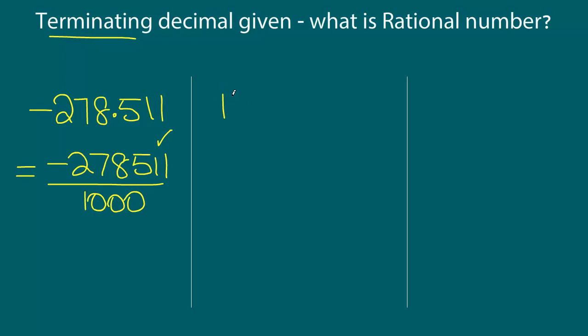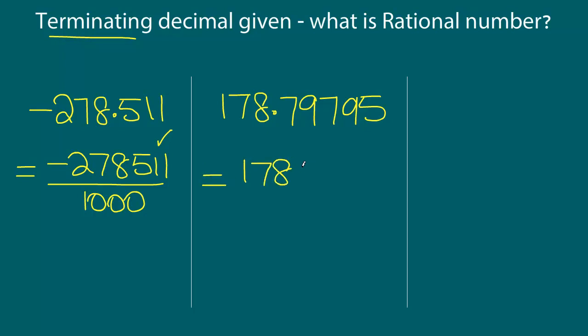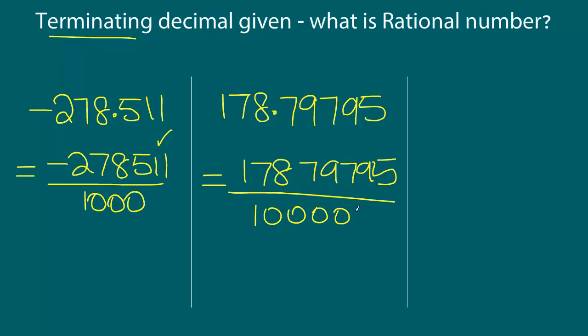So let us write one more, maybe 178.79795. I'm just writing some random decimal expansions, just trying to make sure that they are terminating decimal expansions. So is this a rational number? Let's find out. We can write this as 17879795 divided by, 1, 2, 3, 4, 5 digits after the decimal, so there are 5 zeros. Again, this is absolutely a rational number.